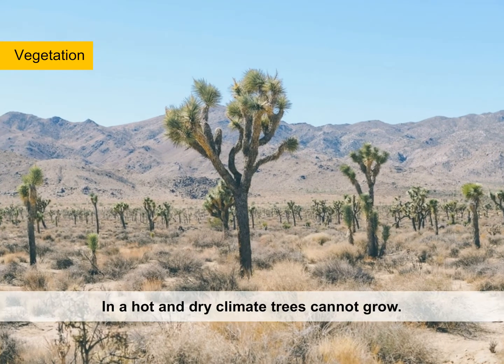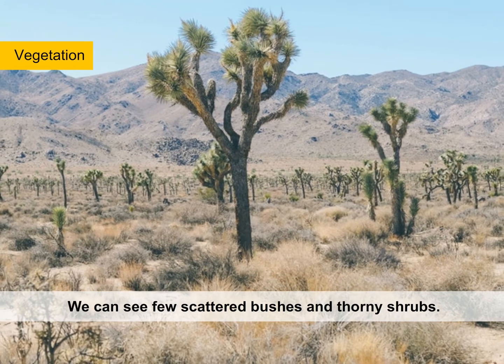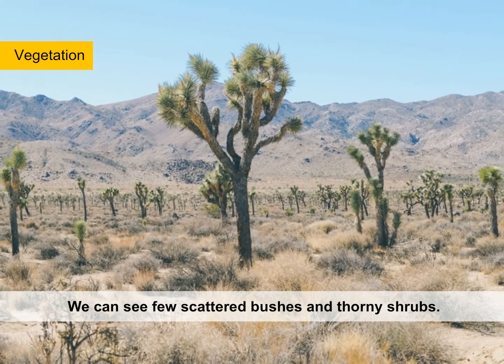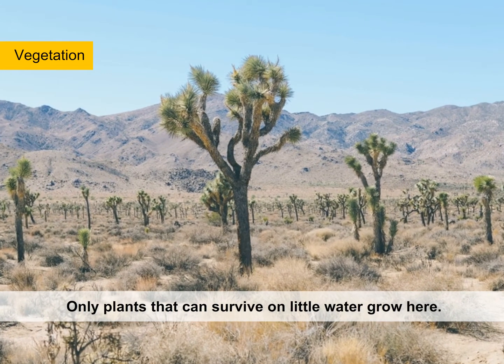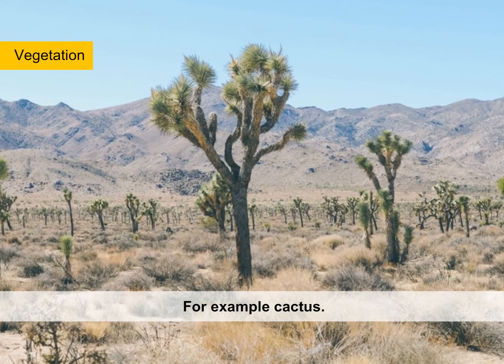Vegetation. In a hot and dry climate, trees cannot grow. We can see few scattered bushes and thorny shrubs. Only plants that can survive on little water grow here. For example, cactus.